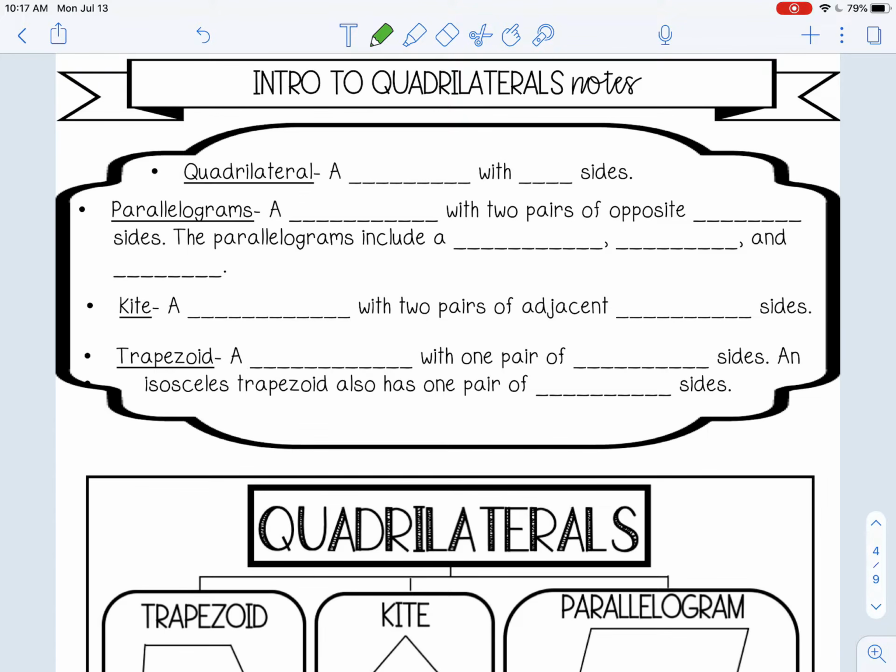Okay, so a quadrilateral is a polygon with 4 sides. And there are special types of quadrilaterals. There are parallelograms, which is a quadrilateral with 2 pairs of opposite parallel sides, which is why it's called a parallelogram. And parallelograms include a rectangle, a rhombus, and a square.